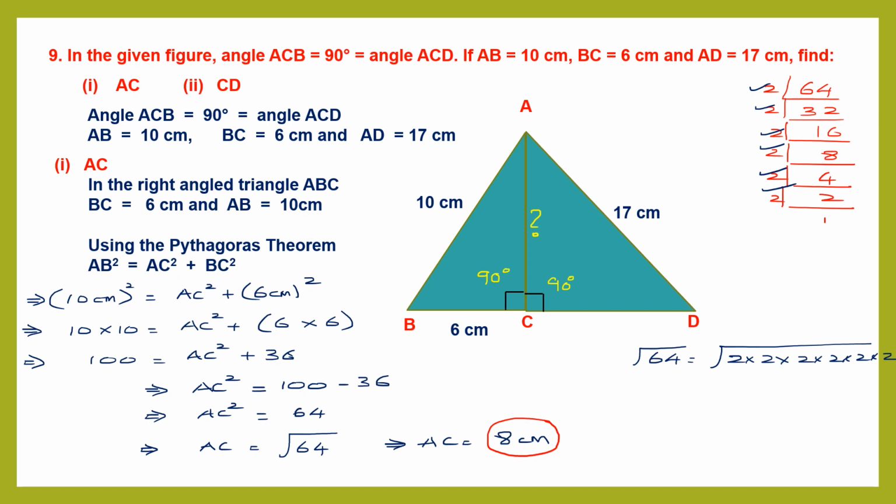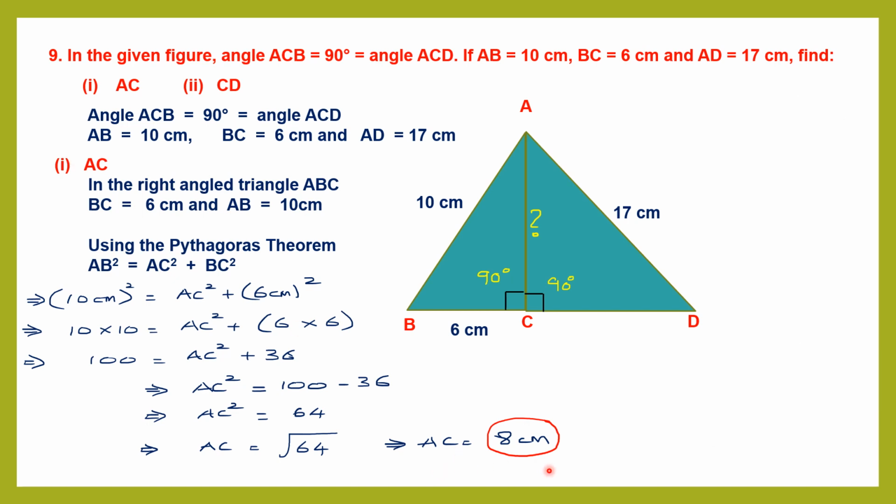Now the next thing we do is we pair them up. 1, 2, 3. We've got 3 pairs. So the square root of 64 will be, this time remove the square root sign and write only 1 from each pair. 1, 2, 3. 2 2s are 4, 4 2s are 8. So the square root of 64 is 8. Okay, so this is the answer. We have found the answer. AC is equal to 8 centimeters.